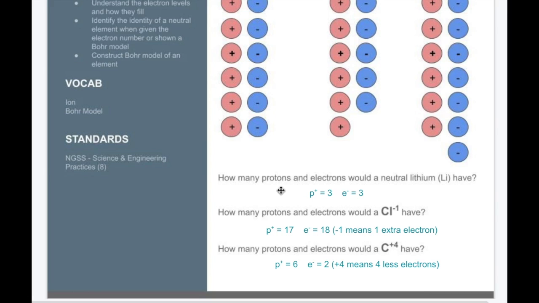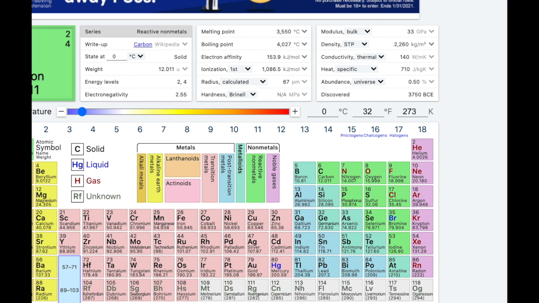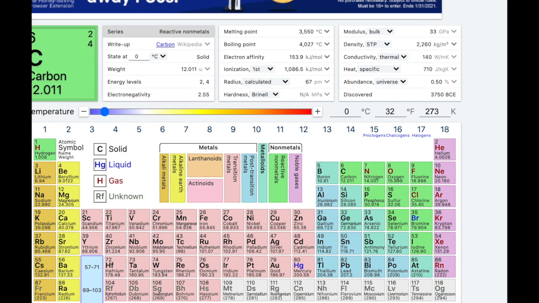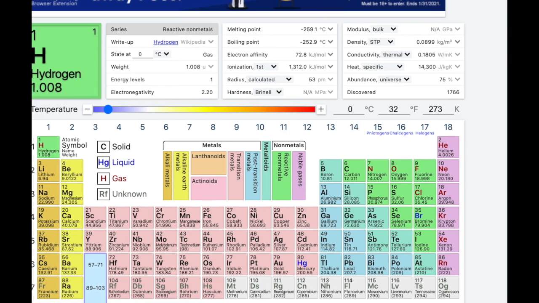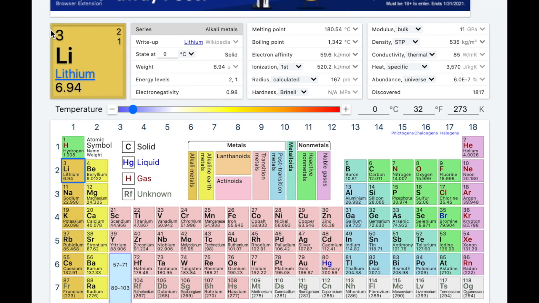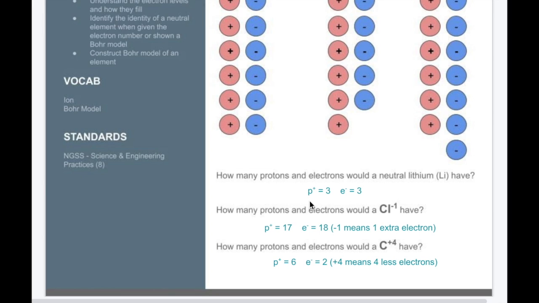How many protons and electrons would a neutral lithium, Li, have? If we go find lithium on the periodic table, here it is at this very far corner. If I click on it, it has 3 protons because its atomic number is 3. If it is a neutral atom, it's going to have the same amount of negative charges as positive, so it's going to have 3 electrons.